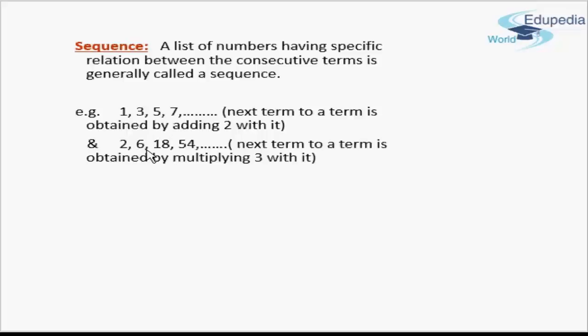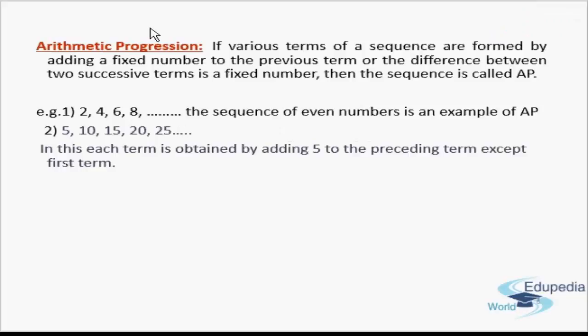If you have a list of numbers which have a relation with each other, you can say that they form a sequence. Now, moving on, what is arithmetic progression? If various terms of a sequence are found by adding a fixed number to the previous term, or the difference between two successive terms is a fixed number, then the sequence is called an arithmetic progression. For example, over here adding 2 is going to form an arithmetic progression. 2 plus 2 is equal to 4, 4 plus 2 is equal to 6, 6 plus 2 is equal to 8. Just like that, in the second sequence that we see over here in gray, 5 plus 5 is equal to 10, 10 plus 5 is equal to 15, 15 plus 5 is equal to 20.